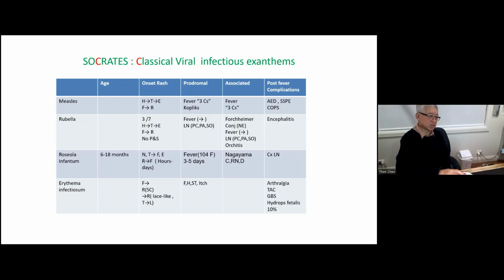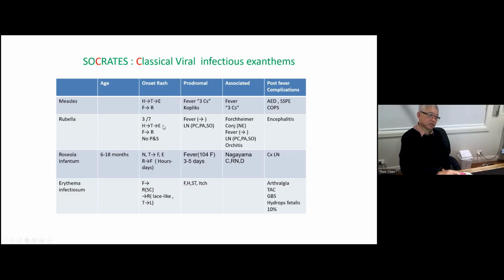Rubella has the same sort of distribution of rash, head to trunk to extremities, but it doesn't involve the palms and the soles. The difference is that in measles, they have the 3 C's: the cough, coryza, and the conjunctivitis. And Koplik spots, if you can see it, are on the oral mucosa opposite the molars. Rubella, on the other hand, has a low-grade fever. Measles has like 104 degrees, but here the fever is very low.